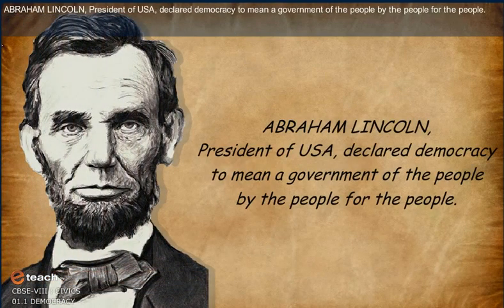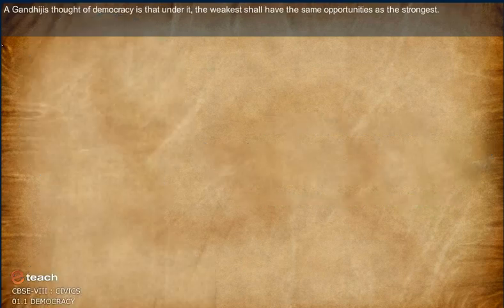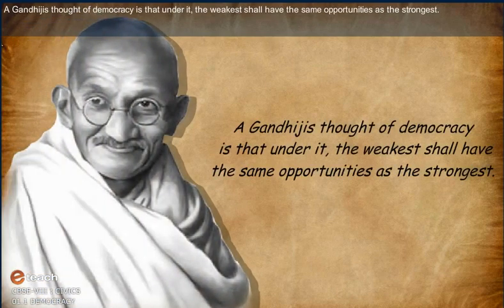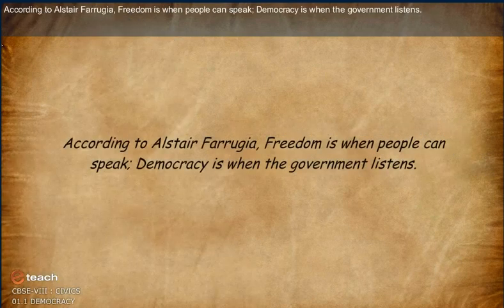Abraham Lincoln, President of the USA, declared democracy to mean a government of the people, by the people, for the people. Gandhiji's thought of democracy is that under it, the weakest shall have the same opportunities as the strongest. According to Esther Ferguia, freedom is when people can speak. Democracy is when the government listens.